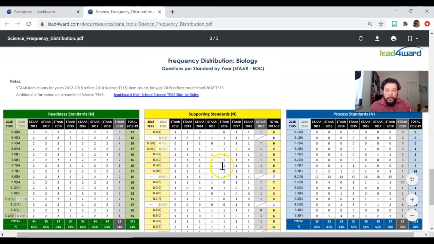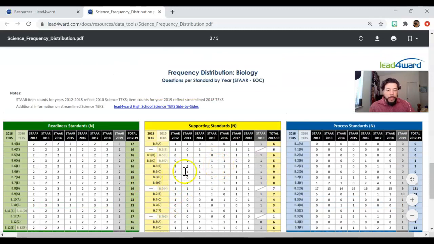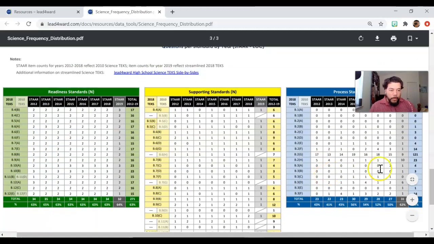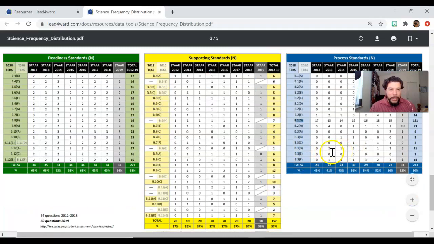I'm going to scroll down so I can give you a sneak peek at biology. Biology is set up the exact same way. So now here are your biology SEs, and the totals that they've been tested throughout the course of the EOC, and the grand totals. So you can see on this end which are the highly tested areas. So looking at B10A, B10B, each tested 23 times in the whole time of the EOC. So same thing, looking at your supporting standards, and then going over, you can see there is one particular process standard that you would like to focus on, which is B2G.